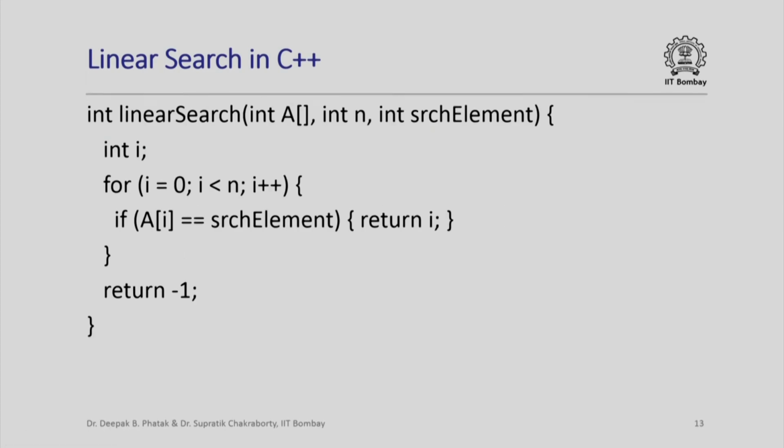Now how would the function linear search look like? Here is how it would look like. It basically iterates through the array A from A0 through An-1. Whenever it finds something which is equal to the search element, it returns that. If it exits this for loop without finding any search element, it returns -1.